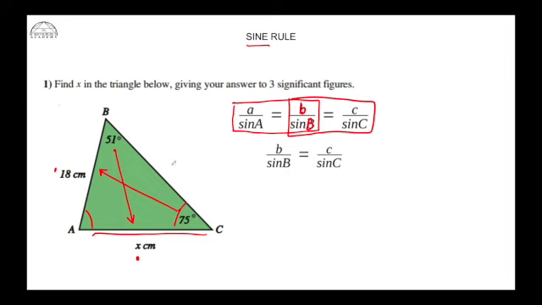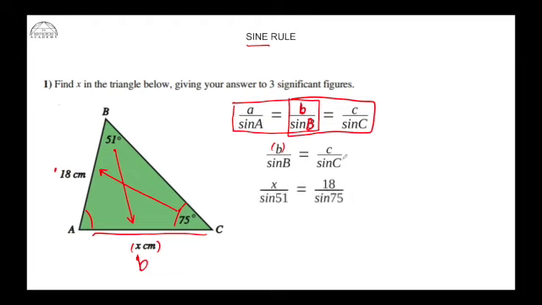And what do we want to find? Well, we want to find B. B is the side, so we call it B, X centimeters. So B is what we want to find. So it's just a matter of taking the sine C and flinging it across. And boom, you're done.